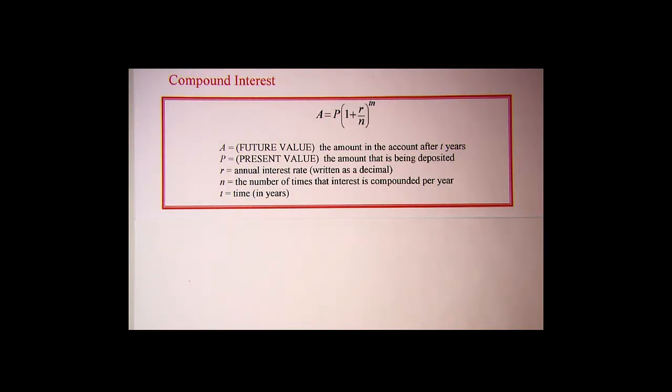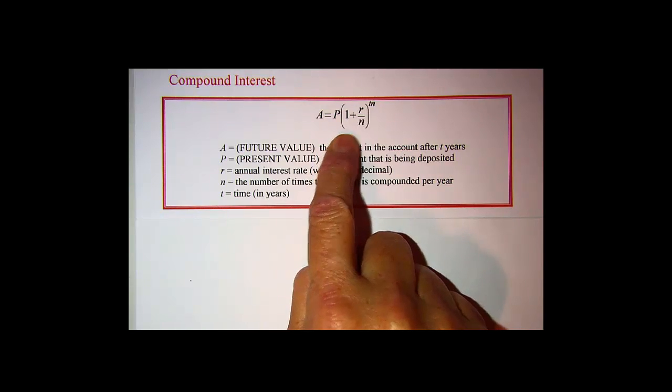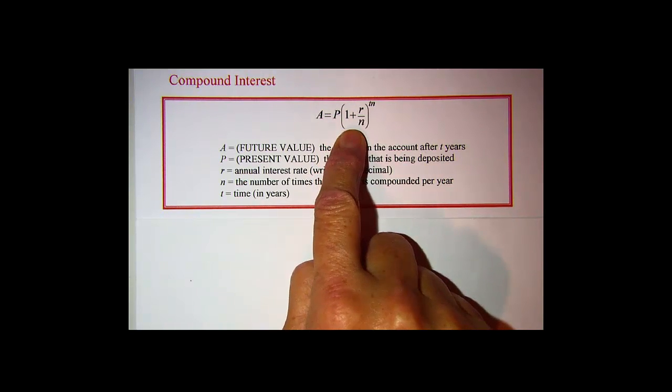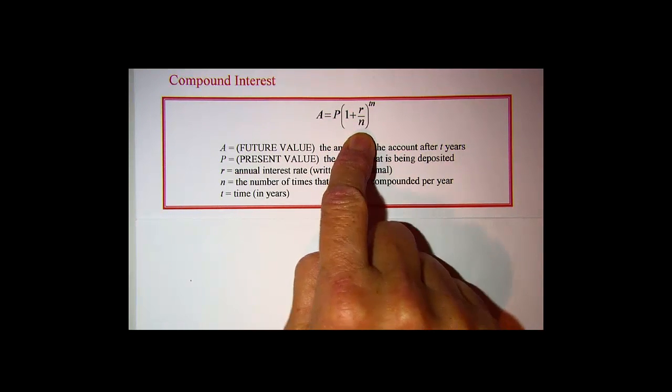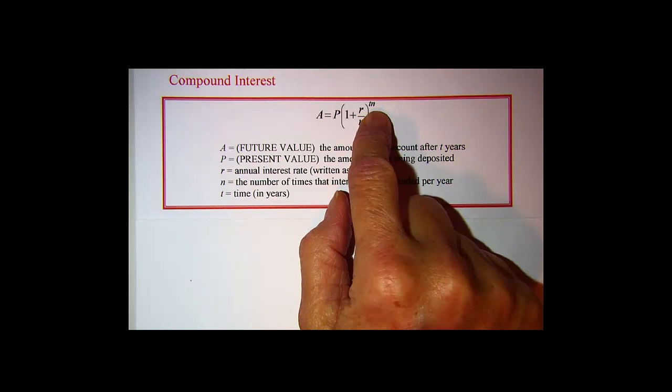In this video, we will be solving a couple of compound interest problems. When working with compound interest, we need to use the formula A equals P times the quantity 1 plus R divided by N, all of that raised to the T times N.